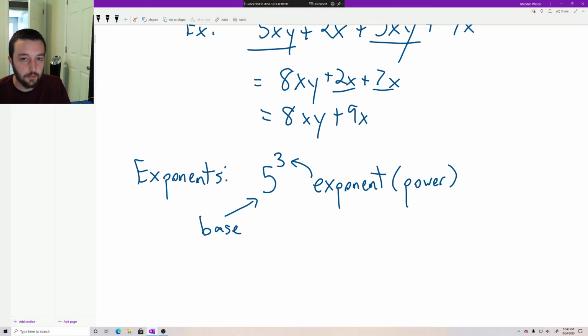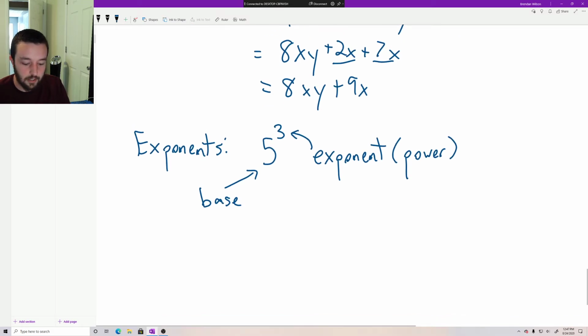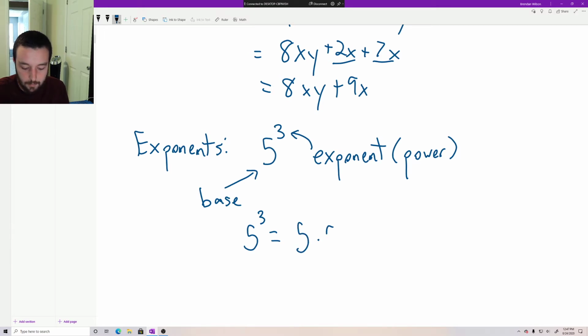So that 3, I said it's shorthand for multiplication in the same way multiplication is shorthand for addition, meaning 5 to the third is telling you take 5 and multiply it by itself 3 times. Okay. Just like 5 times 3 would tell you to do 5 plus 5 plus 5. 5 to the third power, that's how we would read it, is 5 times 5 times 5. Okay, so we end up getting 125 here.